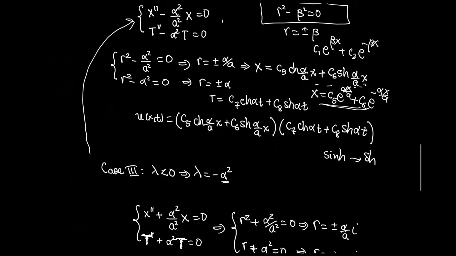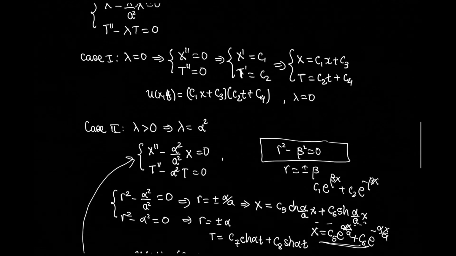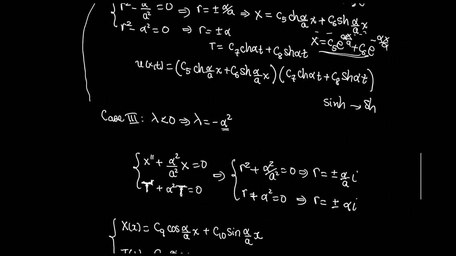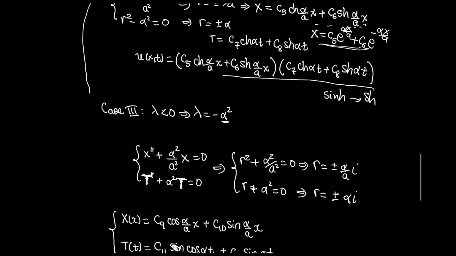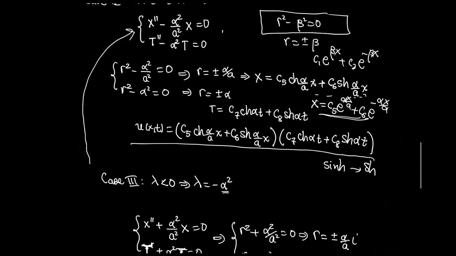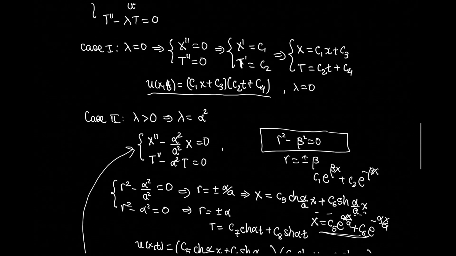So that's your solution. You have a solution for lambda equal to 0, which is this. Then you have the one for lambda positive, which is this. And then for lambda negative, which is this. So three of them are the solutions of the equation by separation of variables. Okay, in the next videos we're going to start actually solving this equation for different boundary conditions. So guys, please watch the next video.